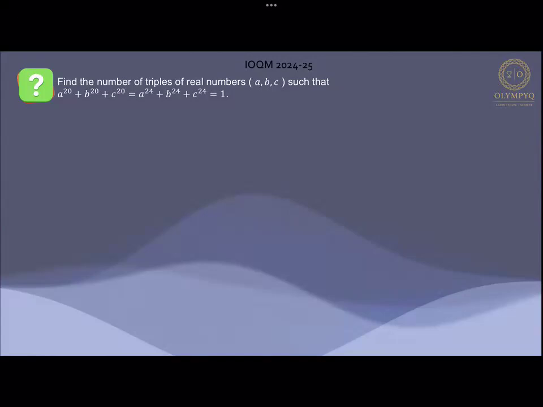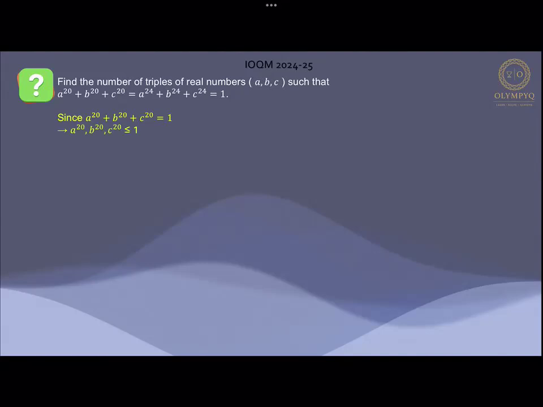To solve this question, first of all, we have to see that the equation a^20 + b^20 + c^20 is coming out to be equal to 1. From here we can interpret that, without loss of generality, a^20 is less than or equal to 1, b^20 is less than or equal to 1, and c^20 is less than or equal to 1. Now from here we have two distinct cases.